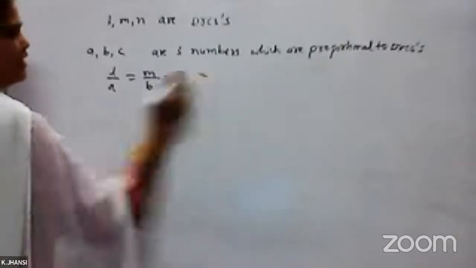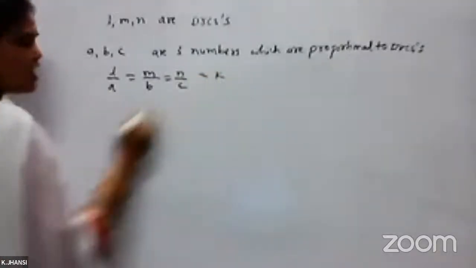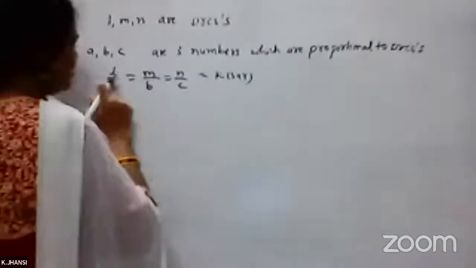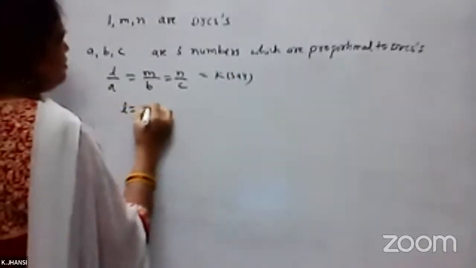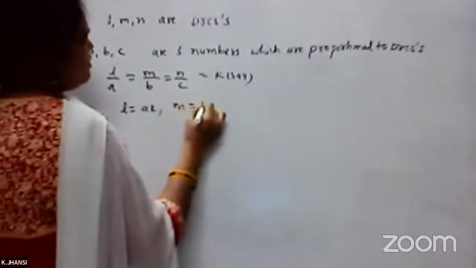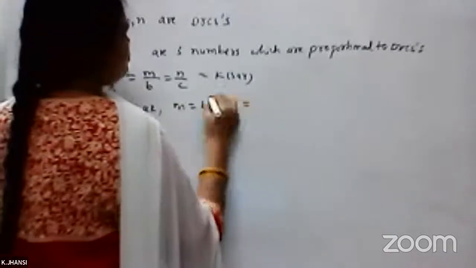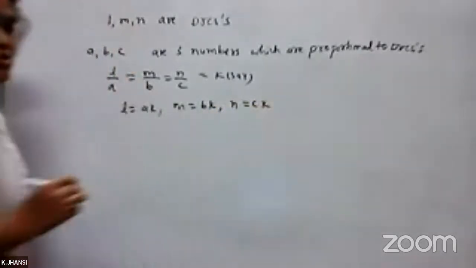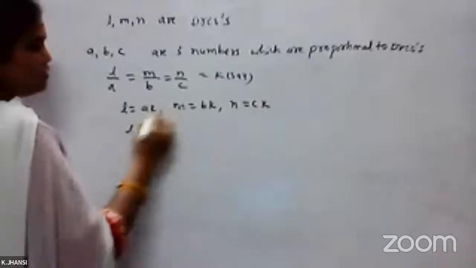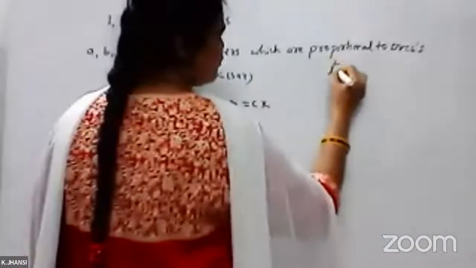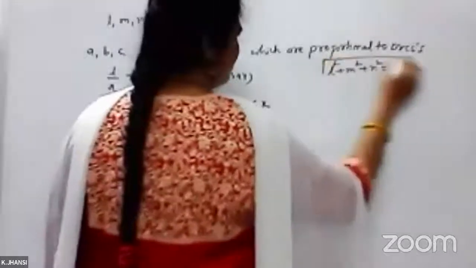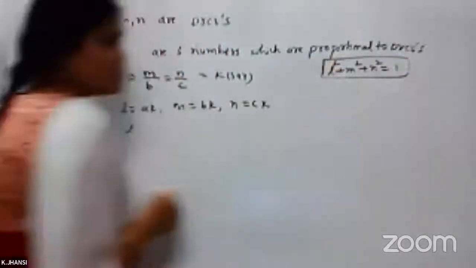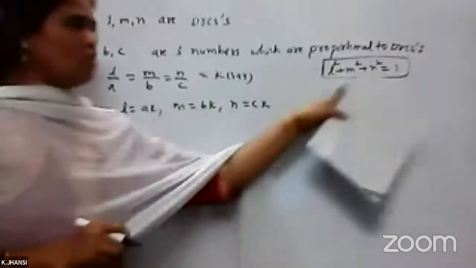Here we are saying that whatever this proportionality is, we assume one number, that is k. Then you will get l equals ak, m equals bk, and n equals ck. So we have one relation, no? You remember this relation; this proof is also there in your textbook. l square plus m square plus n square, this is a very important one. l square plus m square plus n square equals 1.